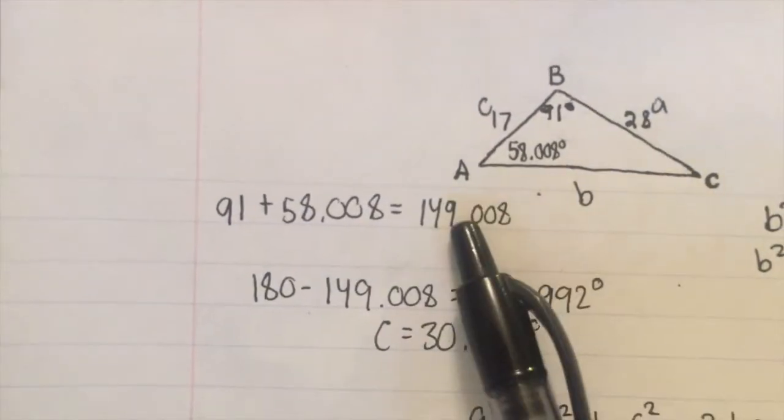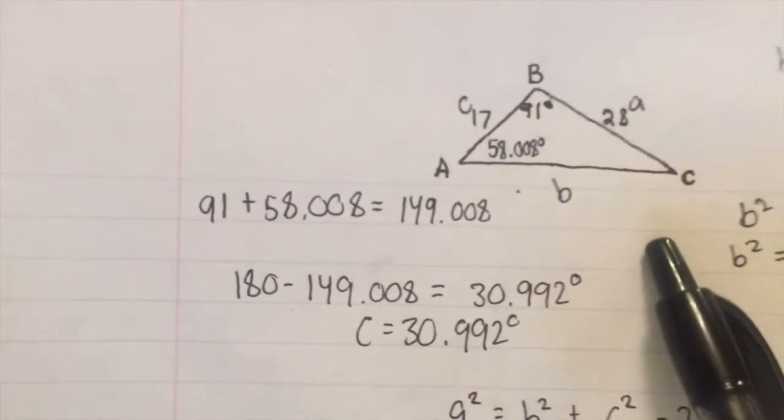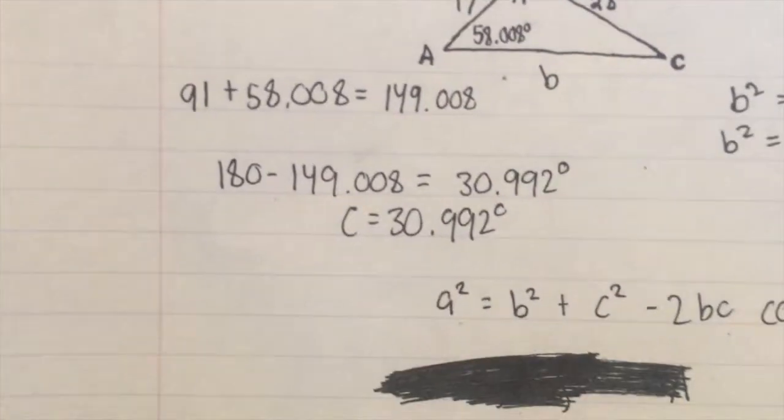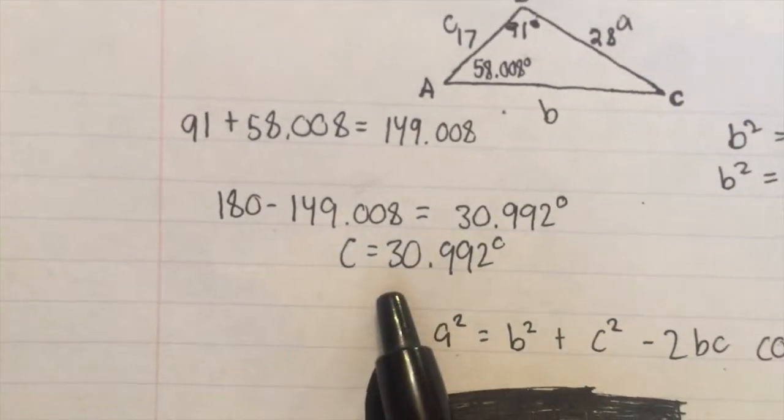After finding angles A and B, you take those, you add them together, you subtract them from 180, and that's when you get your angle C.